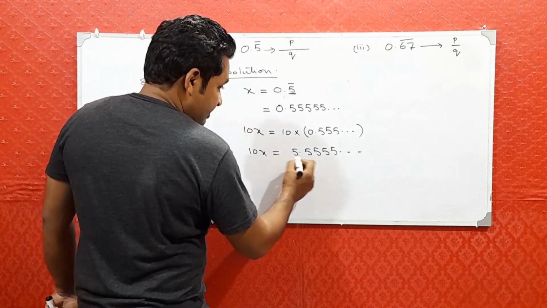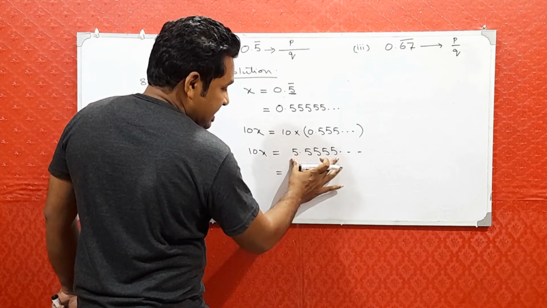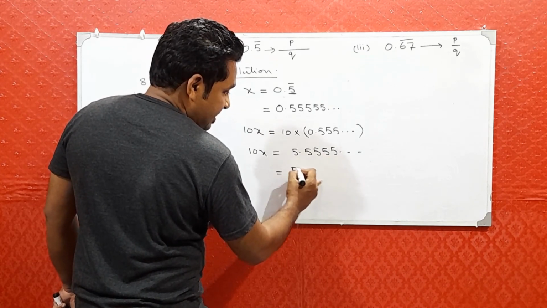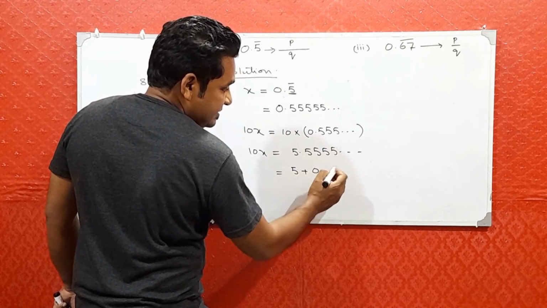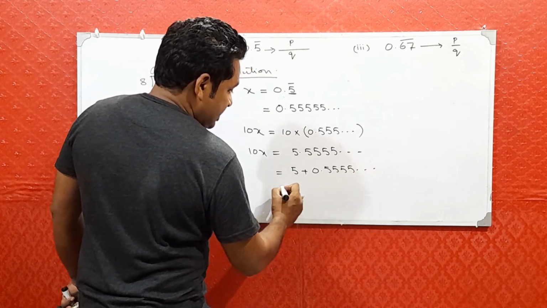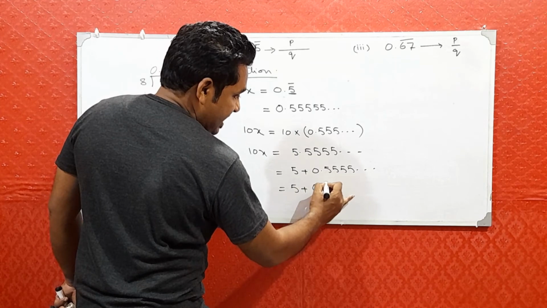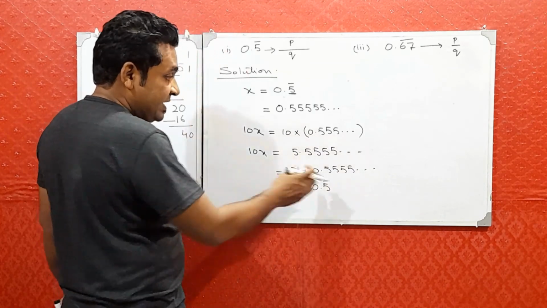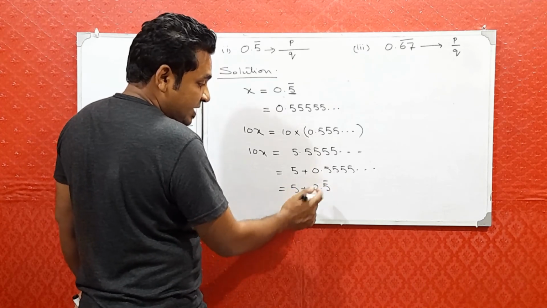Now we can write this number as 5 plus 0.5 plus 0.5555 and so on. Now 5 plus 0.5 with a bar on it, because this is repeating itself, so that's why we can write it in this form. This shows that this is a recurring decimal.